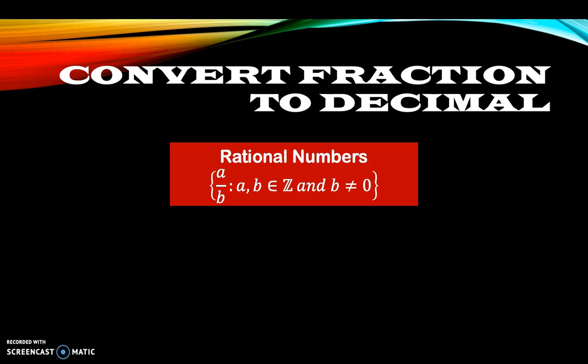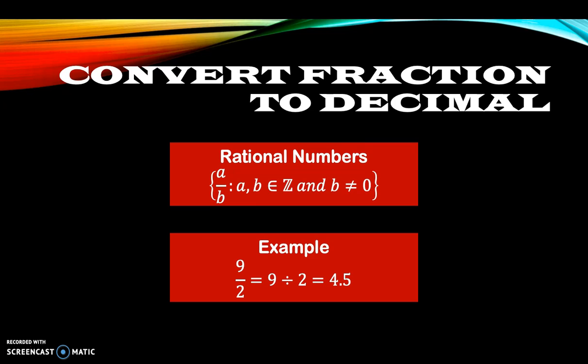Convert fraction to decimal. Given a rational number, a fraction, we want the decimal. Rational numbers are numbers of the form a over b, where a and b are integers and b cannot equal 0. The line between a and b is another way to represent division. So, 9/2 is 9 divided by 2, which is 4.5.